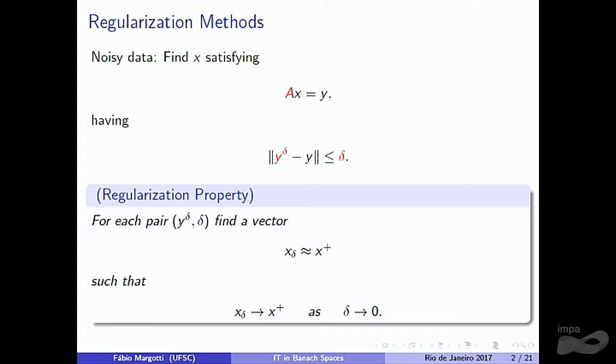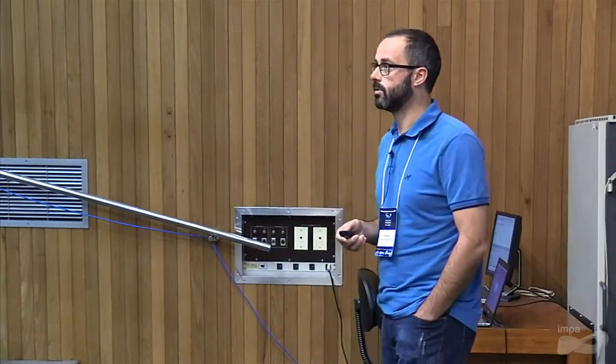We are interested, of course, in regularization methods. A regularization method is a method having this property here. For each pair Y delta and delta satisfying an equality like this, your method needs to give you a vector which in some sense approximates the solution of the problem. X plus is the solution we assume to exist in this case. And most importantly, this solution your algorithm returns with the noise level delta needs to approximate X plus as delta goes to 0. This is the regularization property.